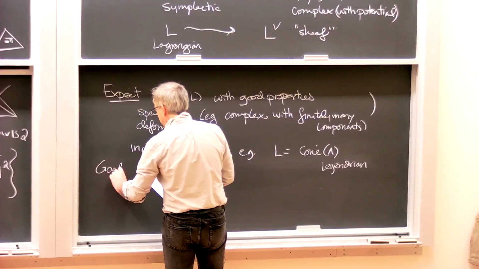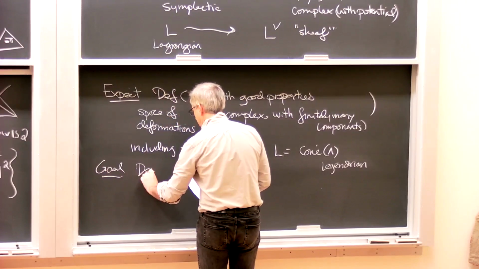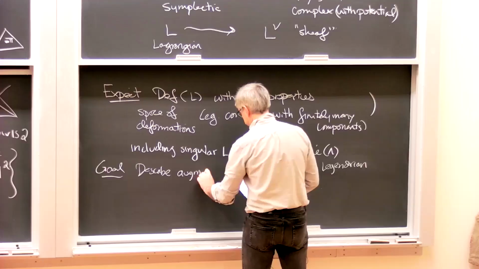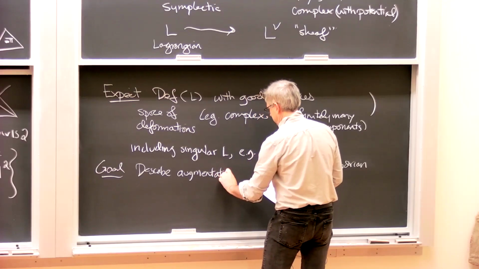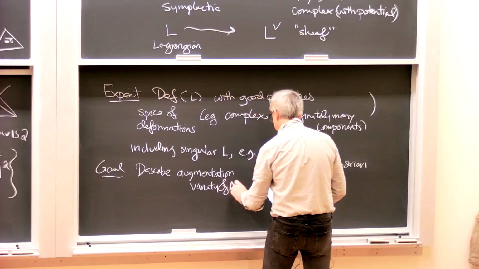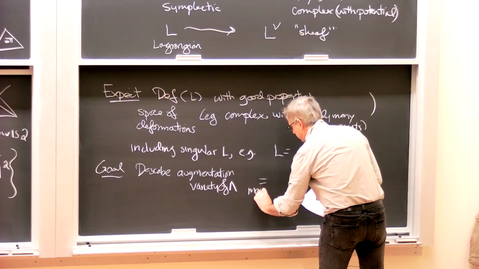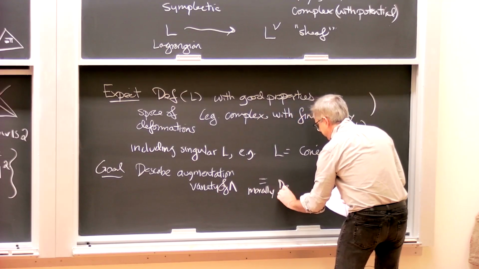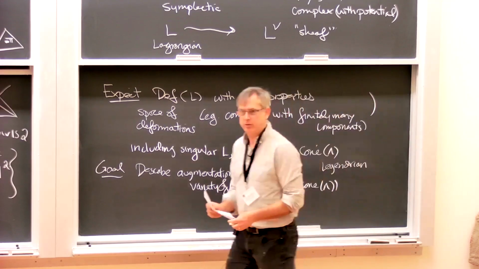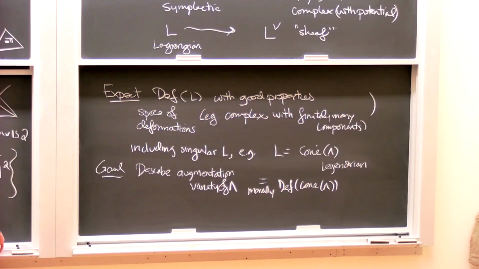Okay. So the goal is to try and describe what's called the augmentation variety of lambda, which is morally a version of the deformation space of the cone of the Legendrian.